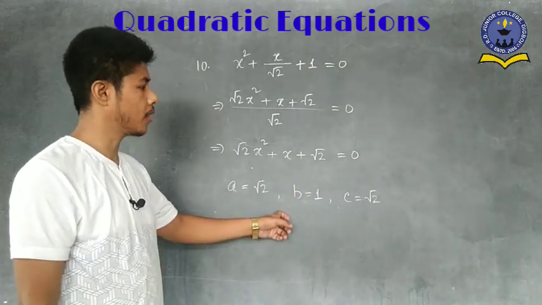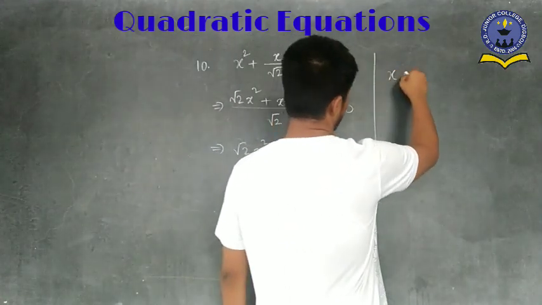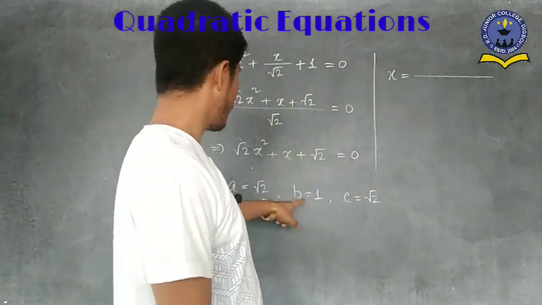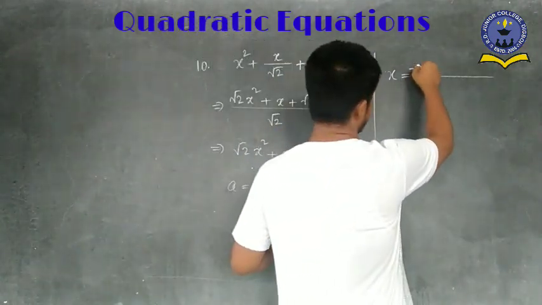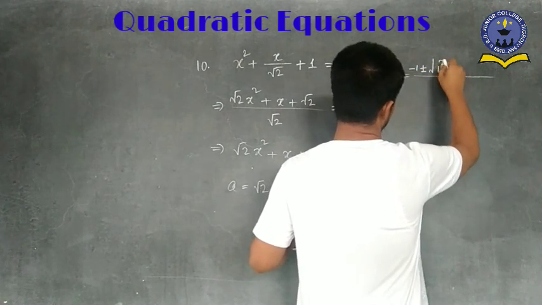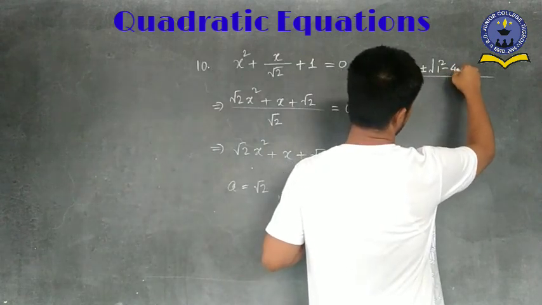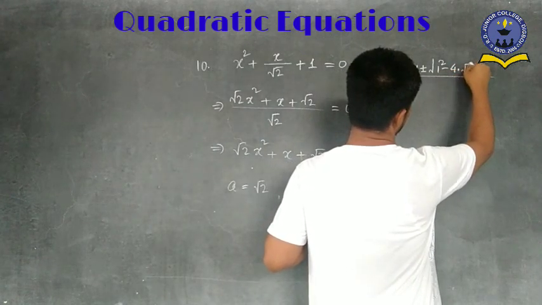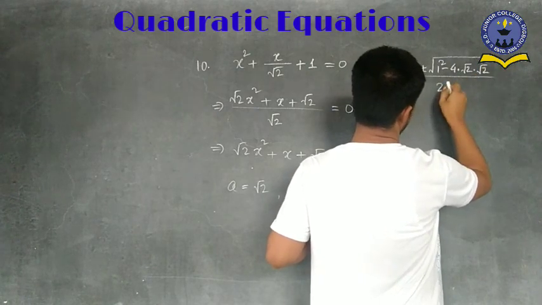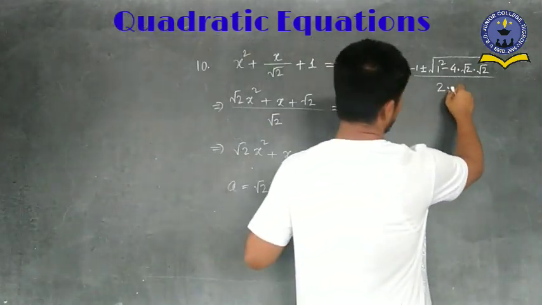The quadratic formula, is it not? So if we apply the quadratic formula here, that's what you have to write. x equals minus b, so that means we have to write minus of 1, plus or minus root over b squared. b squared means 1 squared, is it not? Minus 4ac, minus 4 into root 2 into root 2, 4ac, divided by twice a. a means what? a means root 2. So that's how we have to write here 2 root 2.